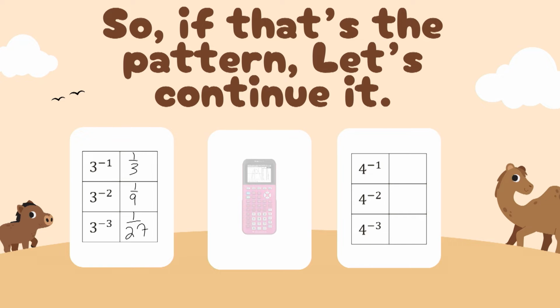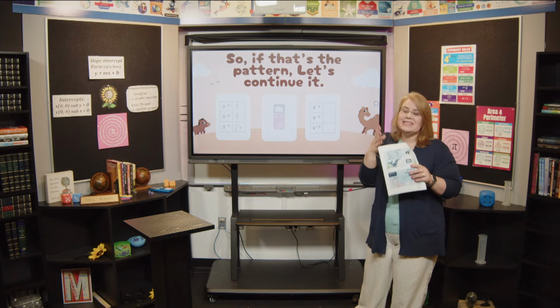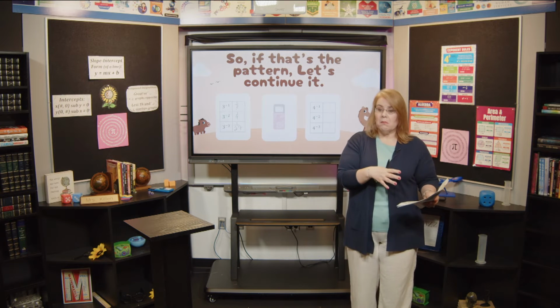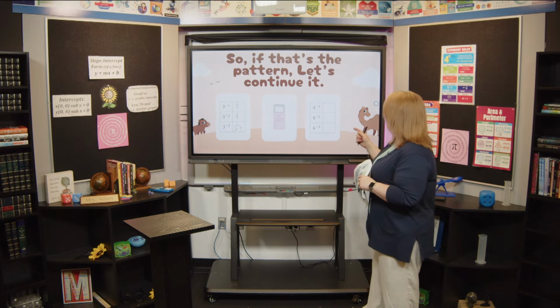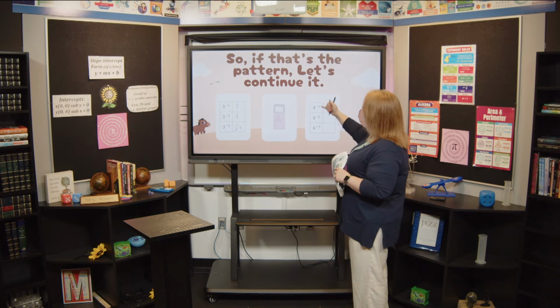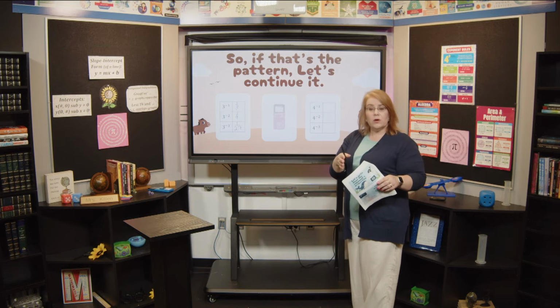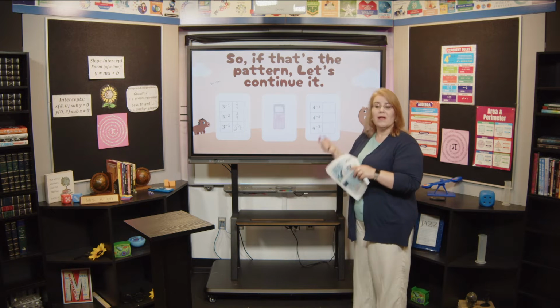Do we see a pattern? Is there something we could say for sure when you see this, this is what happens? Maybe. Let's try this next one. I want you to do this one, 4 to the -1, 4 to the -2, and 4 to the -3. Do that one on your paper. I'm going to do it up here, and let's see what we get.